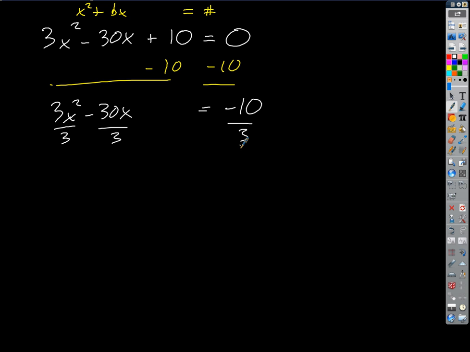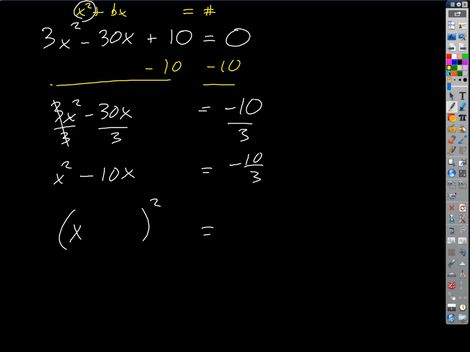Just divide each term by 3, right? And then what happens? The 3's cancel, so there's my x squared like I want, and 30 over 3 reduces to? Good, negative 10x, and then over here we've got our negative 10/3. Okay, so what's going to be our perfect square then? X minus 5.